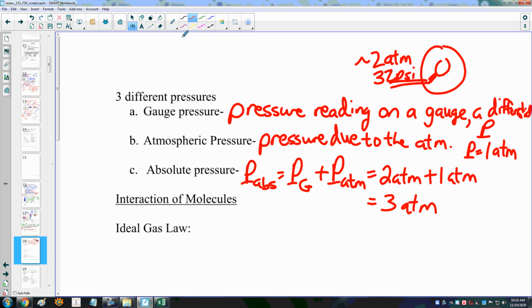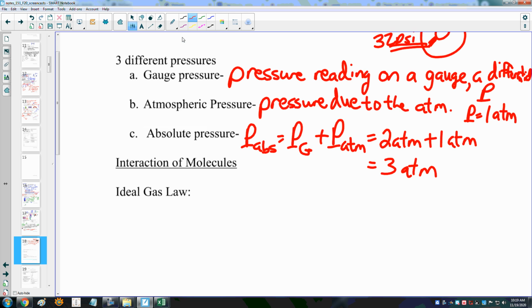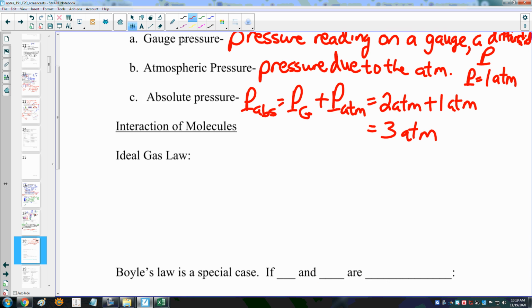The third source of pressure is through the interaction of molecules. Mathematically, we describe this by the ideal gas law. So consider that you have a container of gas. And when I say a container, that means that it has a certain volume, V.